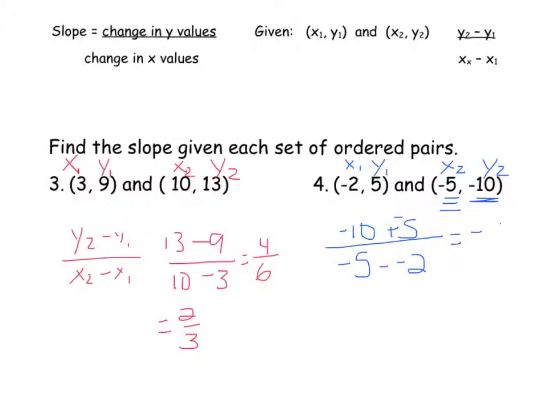That gives us a negative 15. Feel free to use a calculator if you want. And then negative 5 minus a negative 2, change, gets us to negative 3. Negative 15 over negative 3 can be reduced to a positive 5. So my slope is 5. Again, what that tells us is that the rise would be 5, so I'd be going up 5 and over 1.